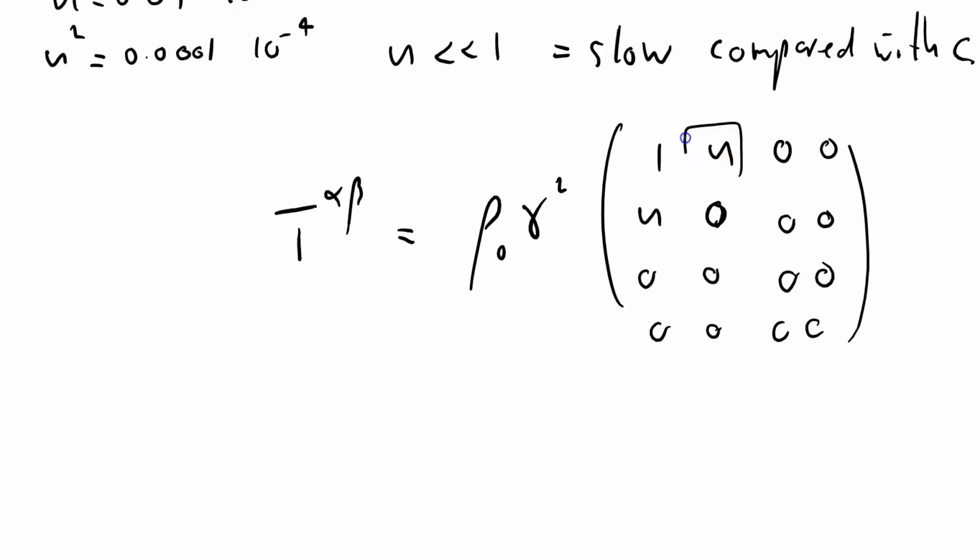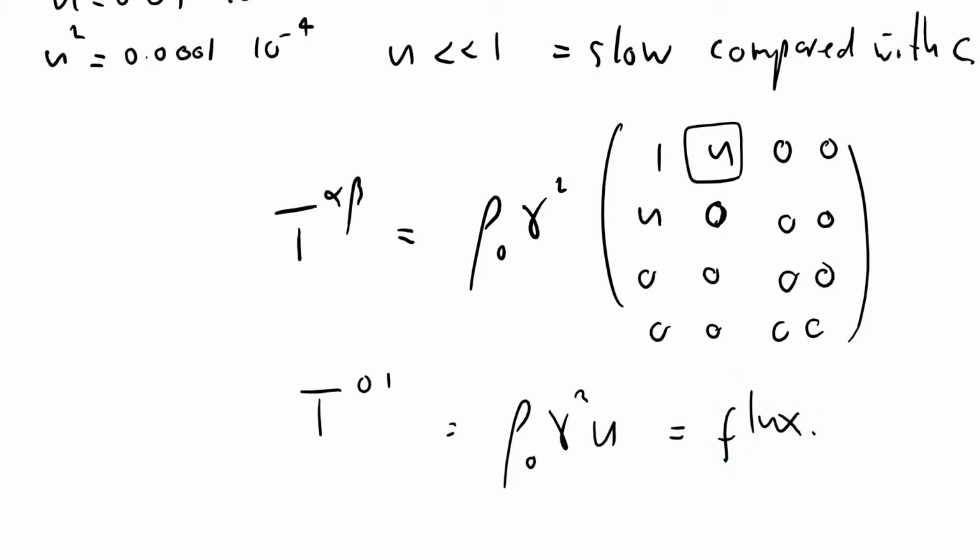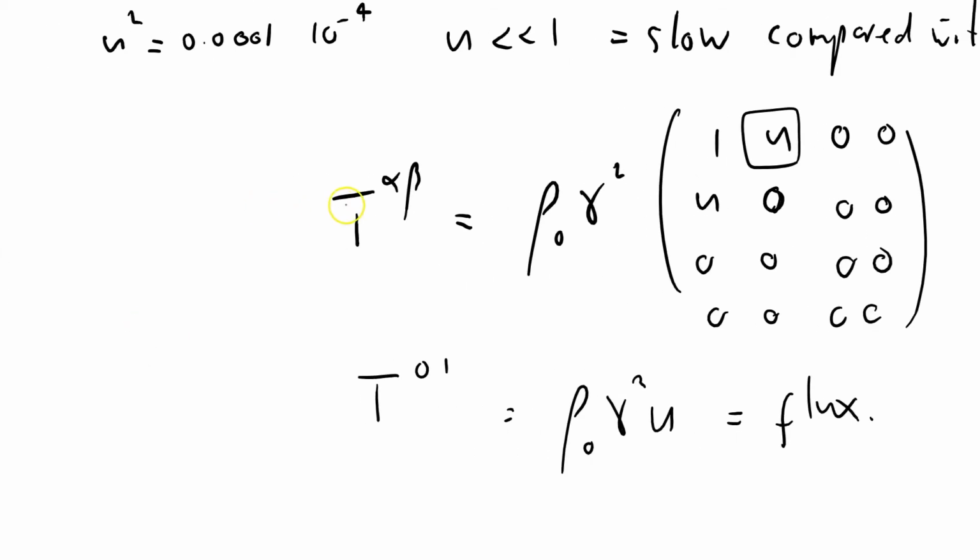So we can see that this term here, T 0 1, is rho 0 gamma squared u, which is a flux. Which is showing that everything is checking out. This stress energy tensor here is doing what we want it to do.